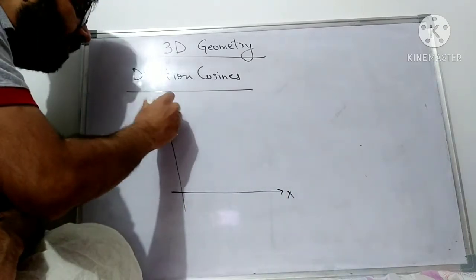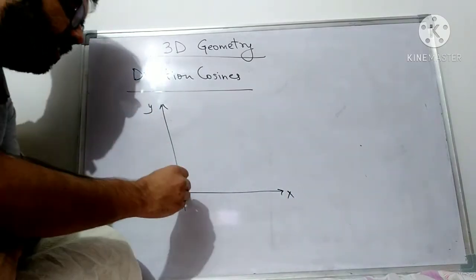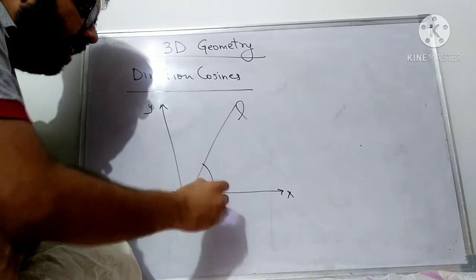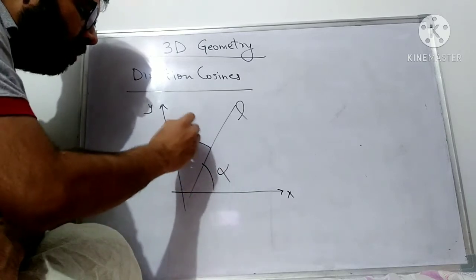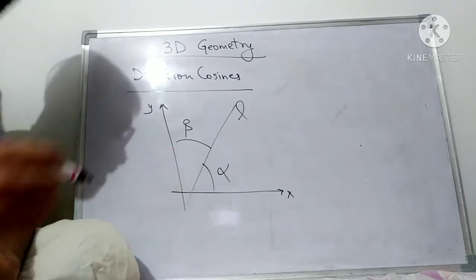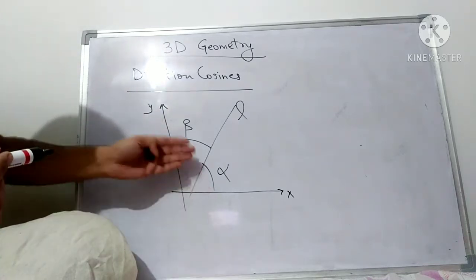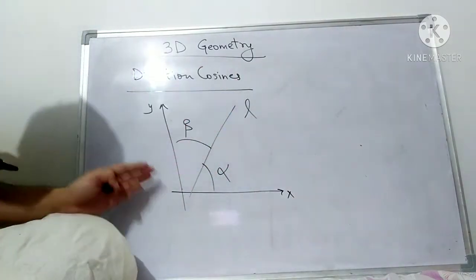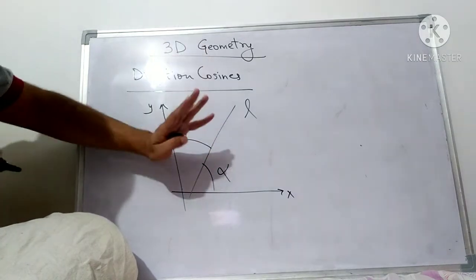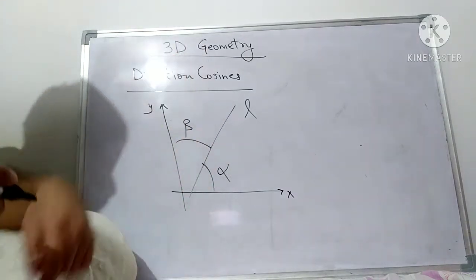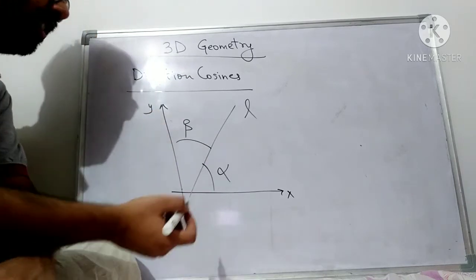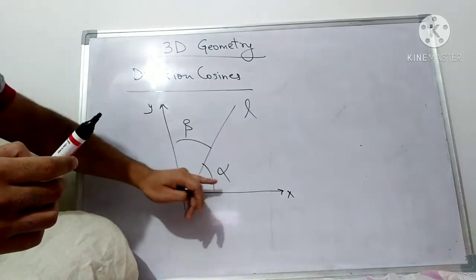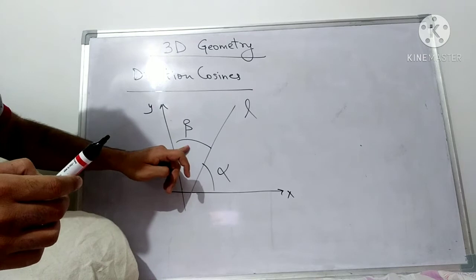Suppose this is the x-axis, this is the y-axis, and this axis is the z-axis. We have a line L. Line L makes angle alpha with the x-axis, angle beta with the y-axis, and angle gamma with the z-axis. Gamma I cannot show because this is only a plane, so I can only draw the line in this plane. I cannot project this line in three-dimensional space, but I am asking you to assume that this line is in three-dimensional space.